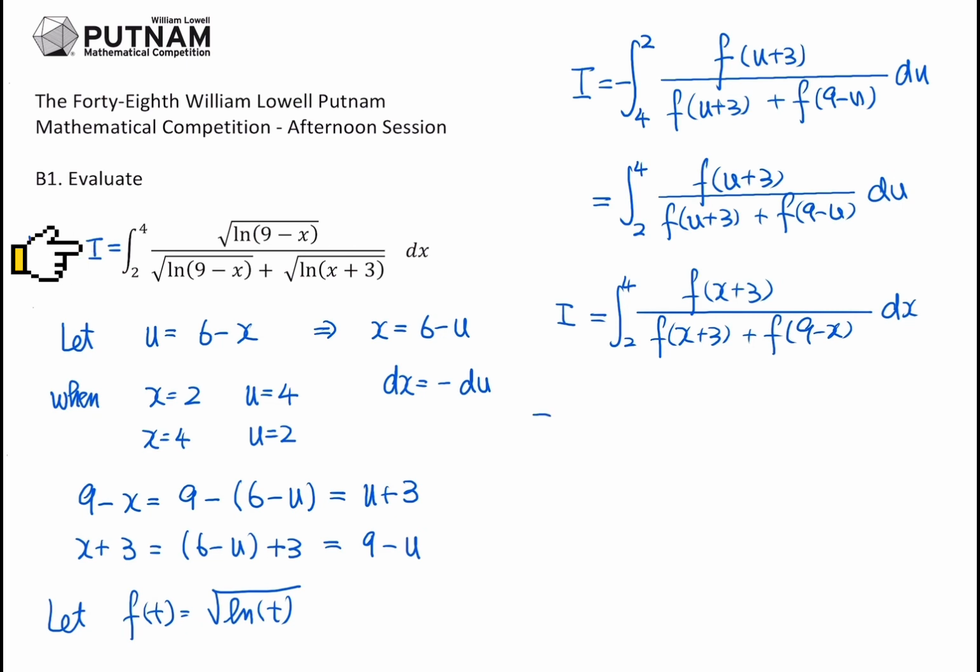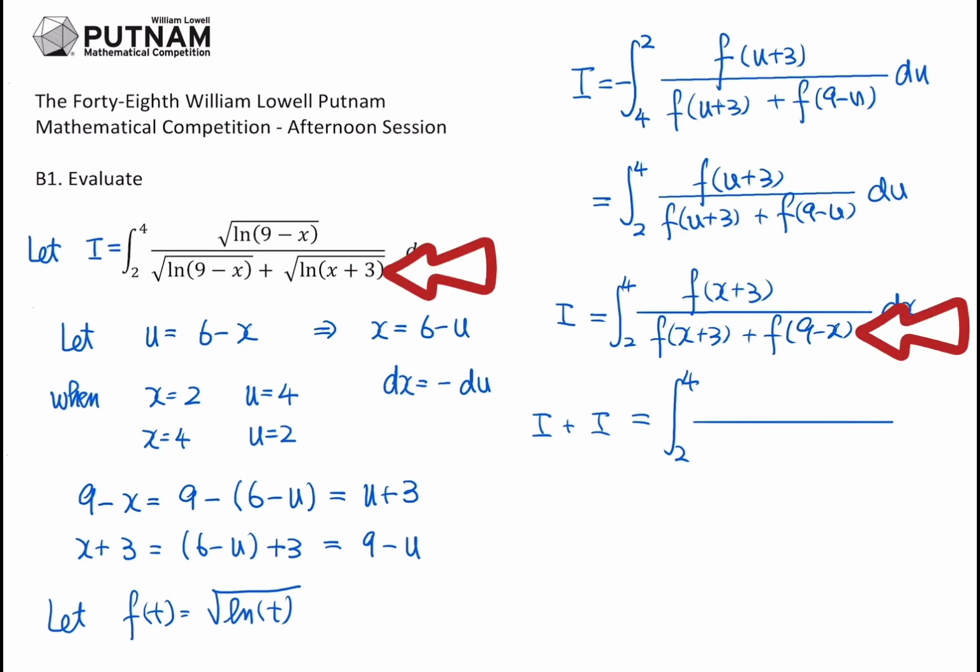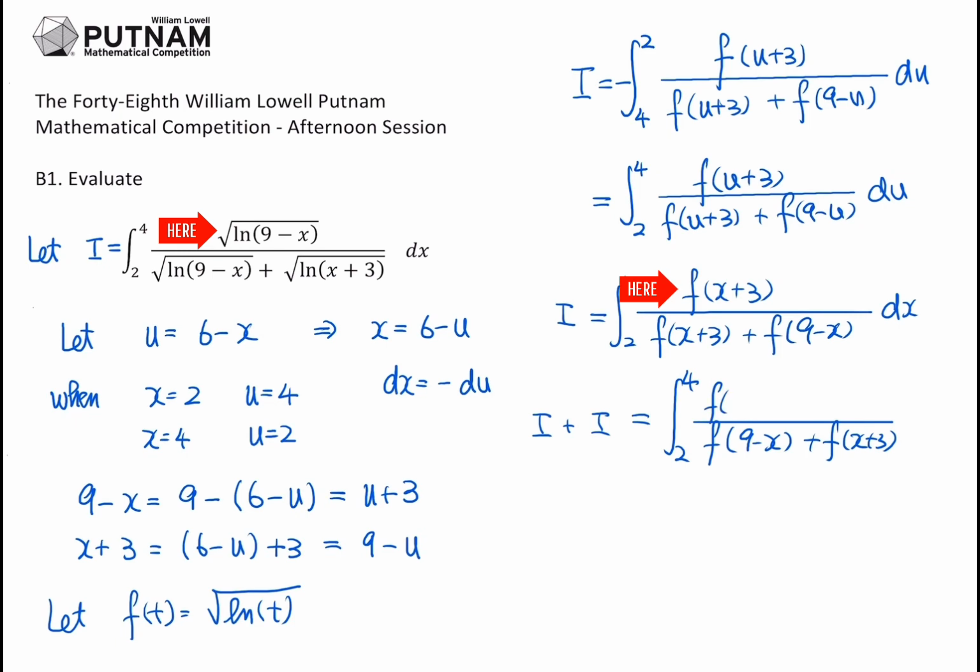Now I'm going to add the integral I to this integral I. So we have I plus I equals the integral from 2 to 4. In the denominator, using the functional notation, we have f of 9 minus x and f of x plus 3. So they are the same. I can put them together. As for the numerator, on the left-hand side I have f of 9 minus x. On the right-hand side, I have f of x plus 3. And we still have dx.